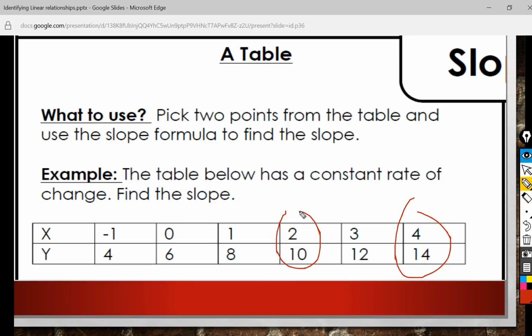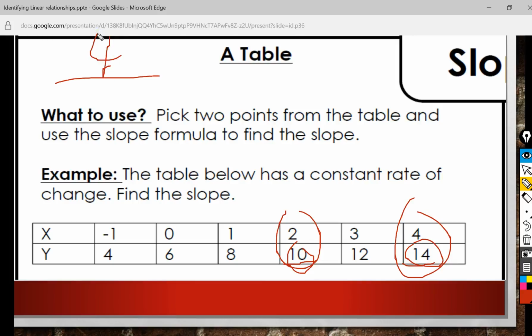So let's use these 2 points here. I'm going to go ahead and write my fraction bar. Change in y is my numerator, so let's look. I'm going to use my second one minus my first one. 14 minus 10 is just 4.